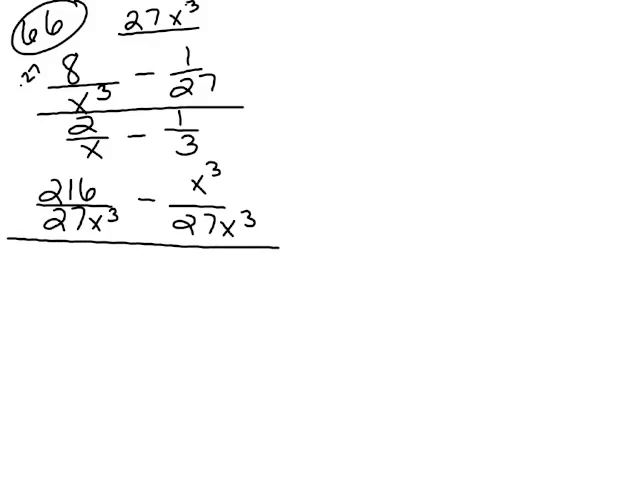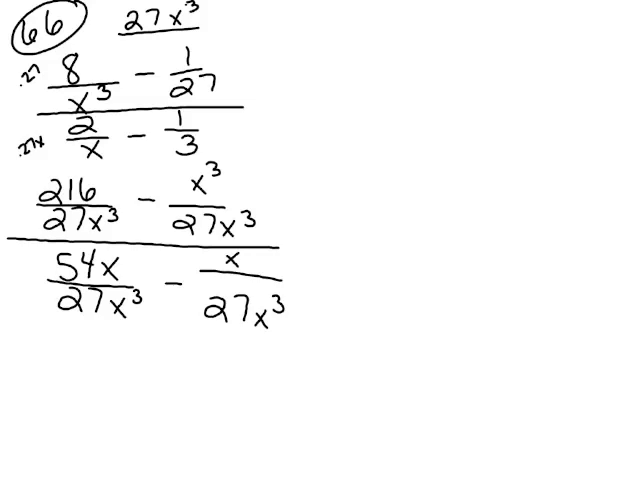Okay, down below, I need to turn an x into a 27x cubed. And multiply by 27x. So 27 times 2, I have 54x over 27x cubed. And 27x cubed, I don't need to change this one. So x, oops, sorry, I was looking at the wrong thing.